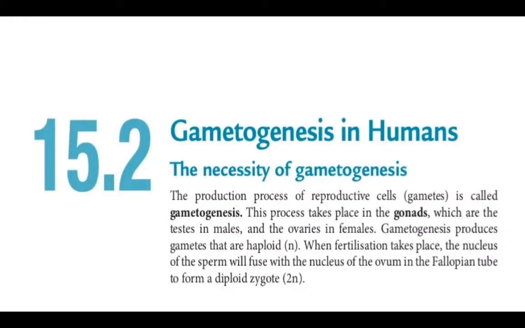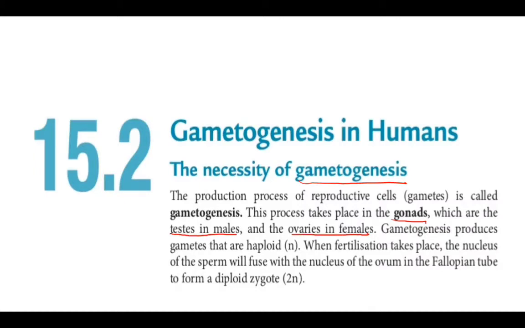We continue chapter 15, 15.2, Gametogenesis in humans. The necessity of gametogenesis. So what is gametogenesis? The production process of reproductive cells or gametes is called gametogenesis. This process takes place in the gonads. What are gonads? Gonads are either testes in males or ovaries in females.